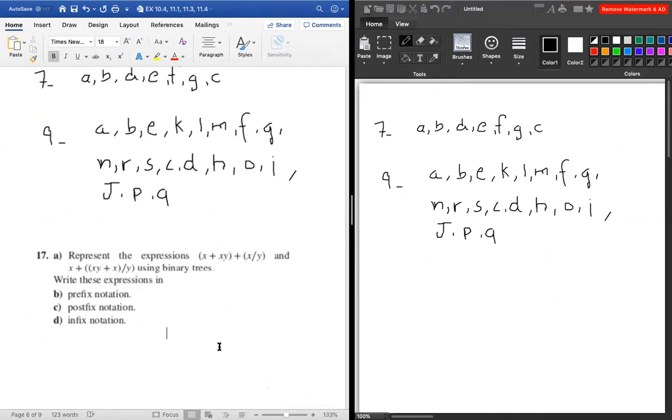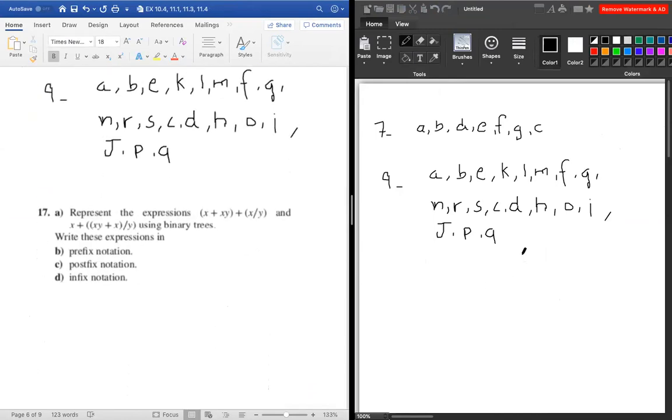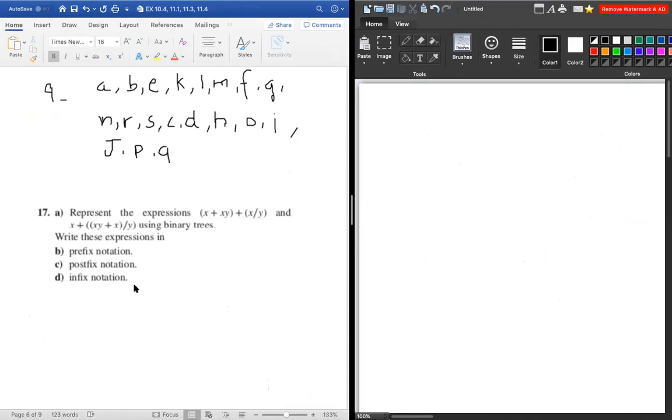Okay, so this one here. The next question will be question number 17. We have the expression x plus xy plus x divided by y, and there is another expression. We have to represent this expression using the prefix, postfix, and infix notation.